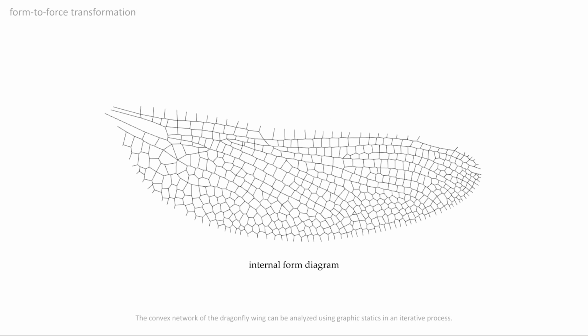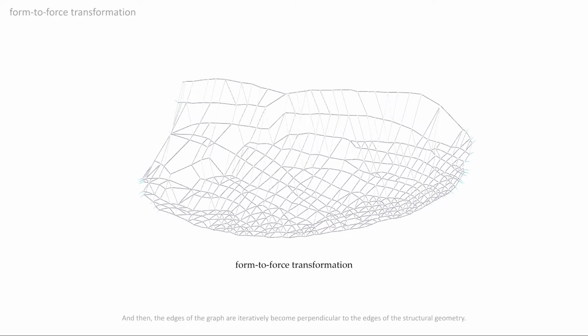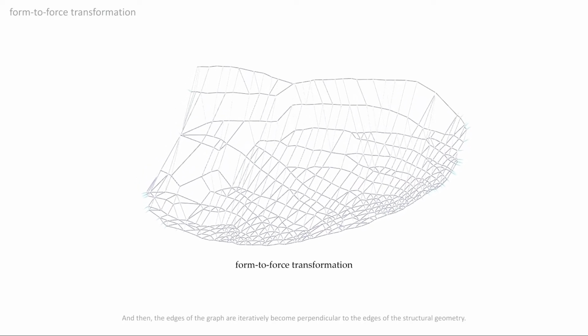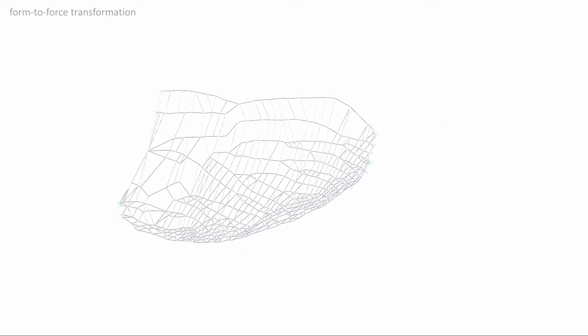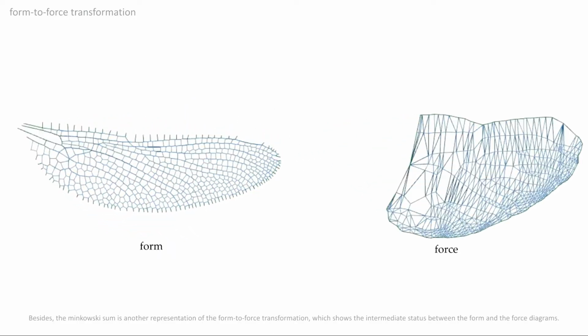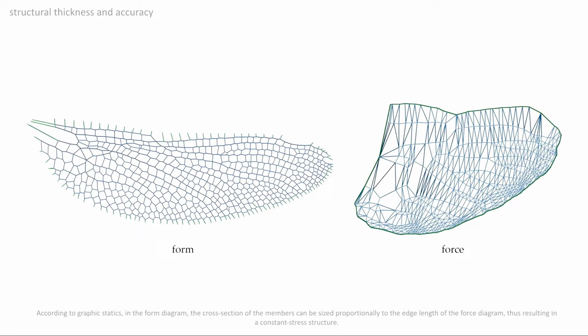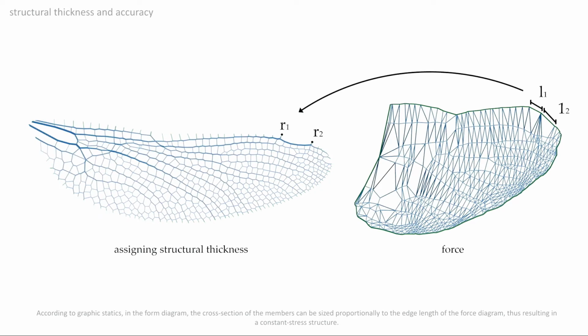The convex network of the dragonfly wing can be analyzed using graphic statics in an iterative process. First, an initial graph of the force diagram is constructed, and then the edges of the graph iteratively become perpendicular to the edges of the structural geometry. Besides, the Minkowski sum is another representation of the form-to-force transformation, which shows the intermediate status between the form and the force diagrams. According to graphic statics, in the form diagram, the cross-section of the members can be sized proportionally to the edge length of the force diagram, thus resulting in a constant stress structure.